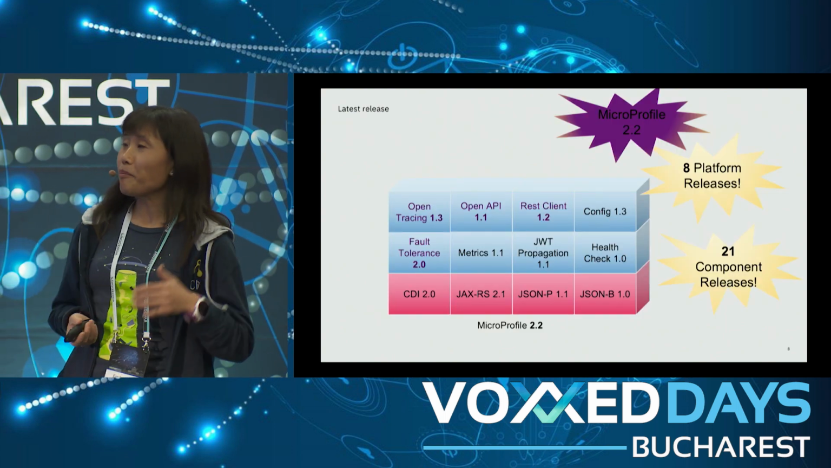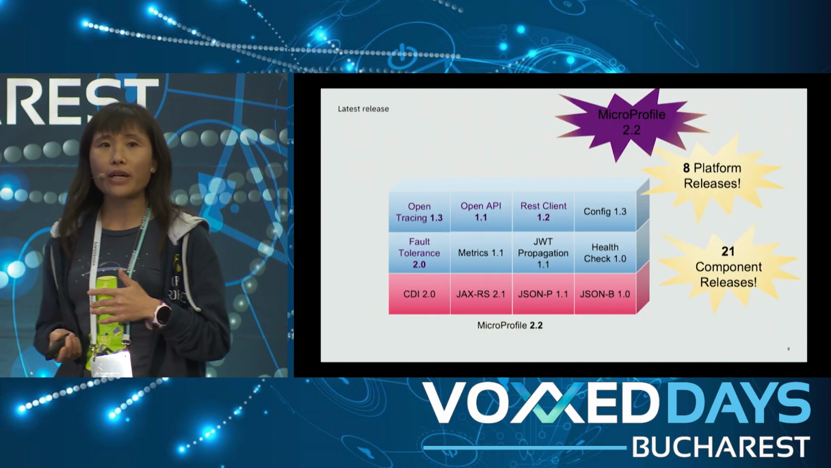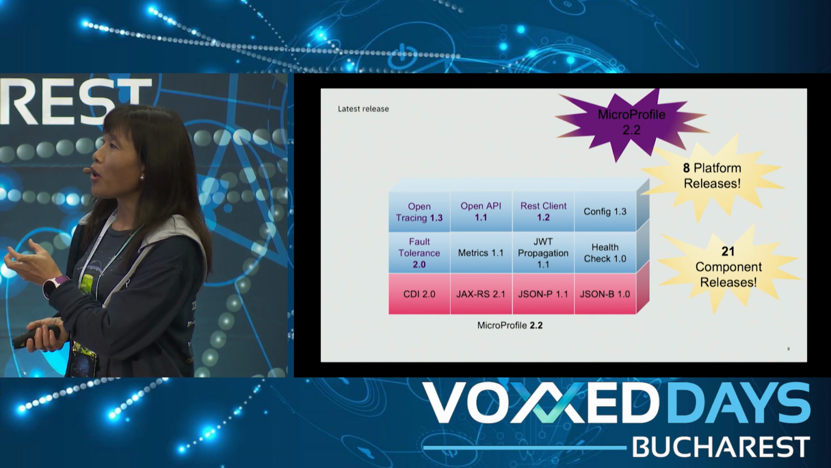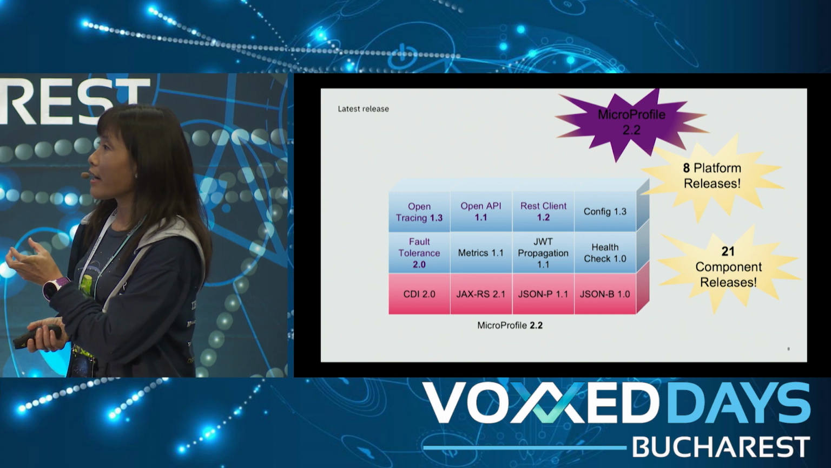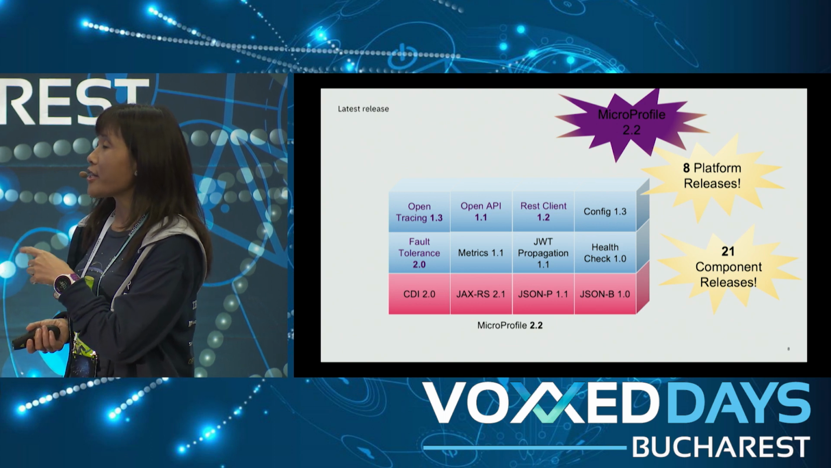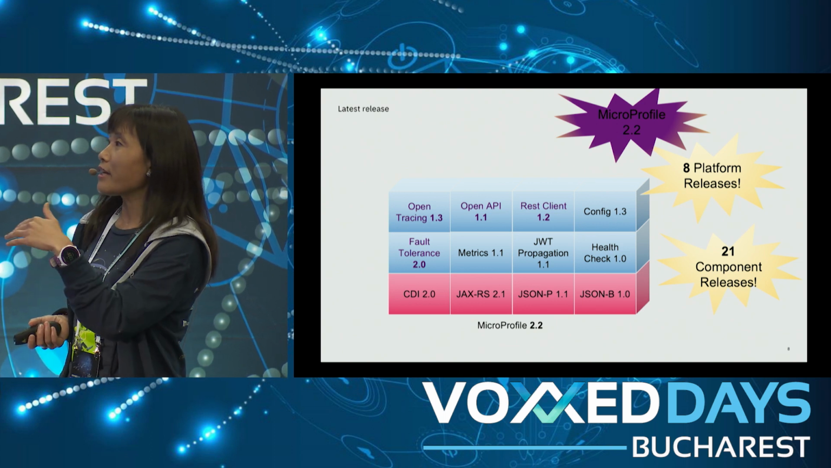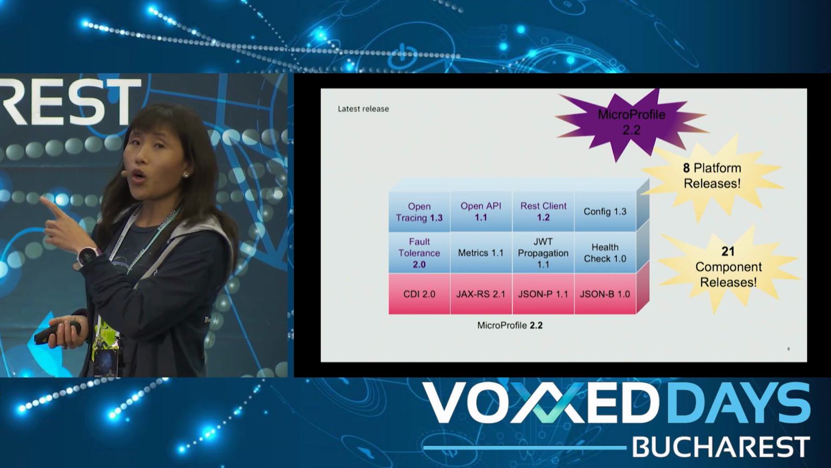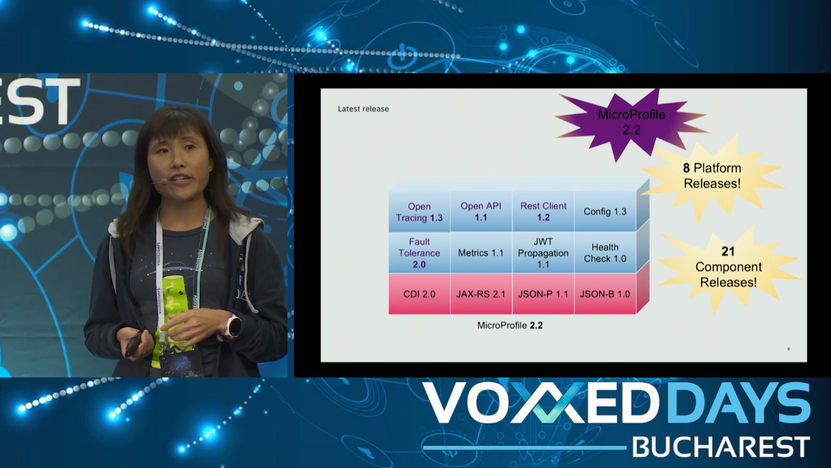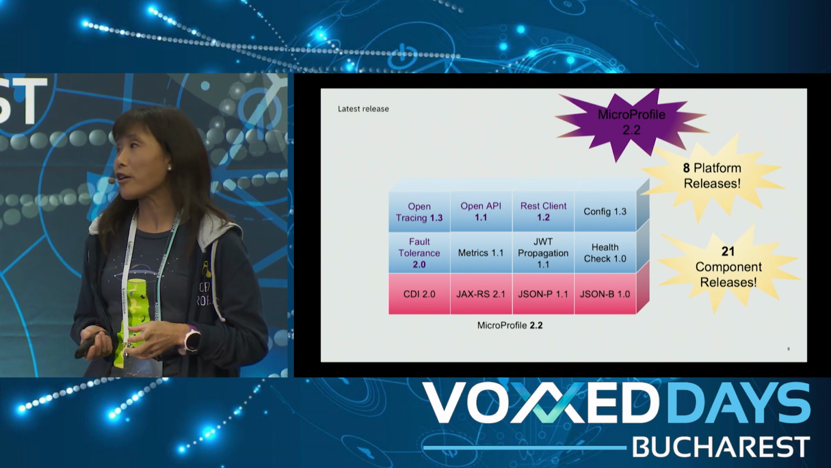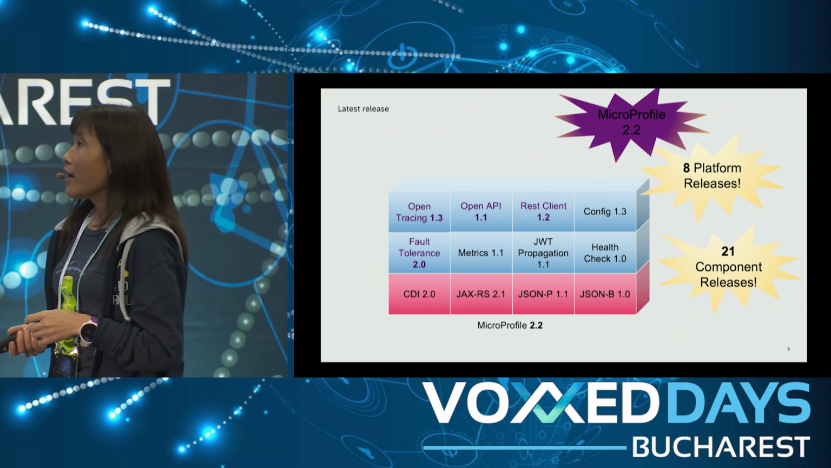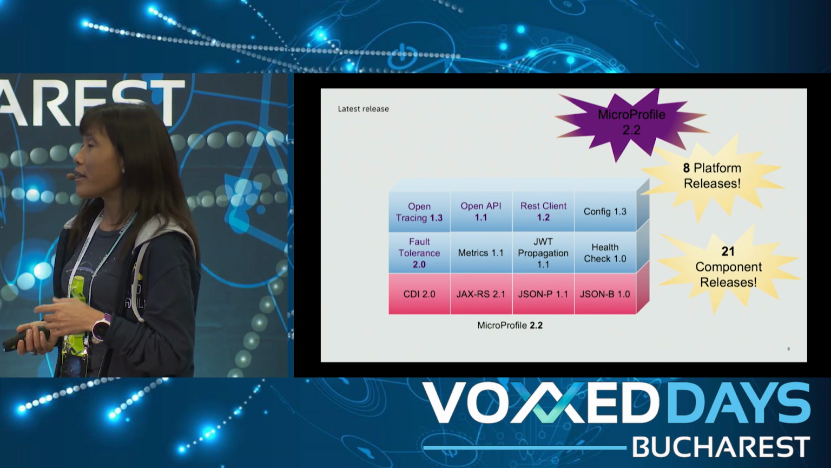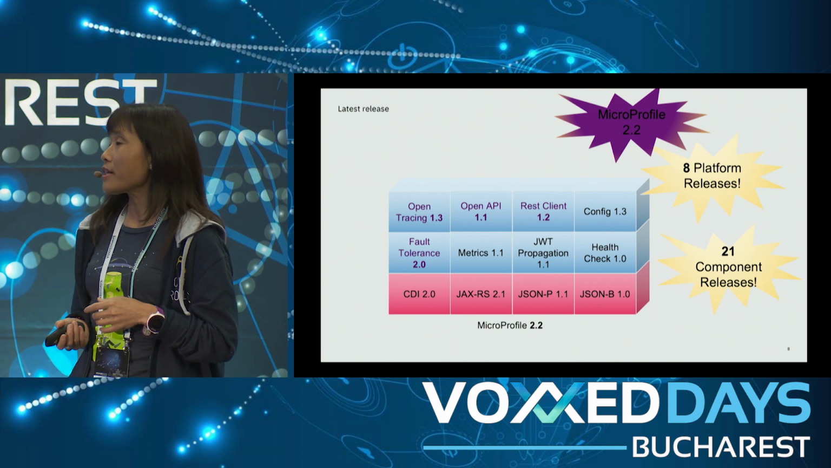So here is a quick bird's eye view of what's in MicroProfile. At the bottom, we borrowed from Java EE, like CDI, JAX-RS, JSON-P, and JSON-B. And the blocks in blue are all brand new specifications for doing microservices. Personally, I lead Config and Fault Tolerance and another spec called Service Mesh.